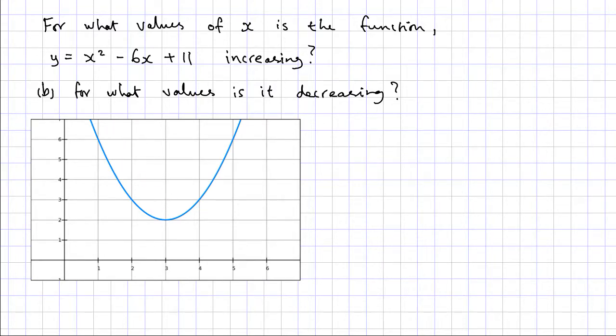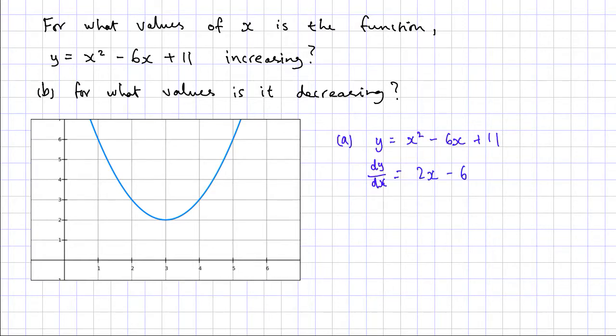So let's find the gradient function of this. So y equals x squared minus 6x plus 11. So I'll start by writing that. So for part A, I have y equals x squared minus 6x plus 11. Okay, so the gradient function would be dy over dx. So I have to differentiate that. That's going to be 2x minus 6.